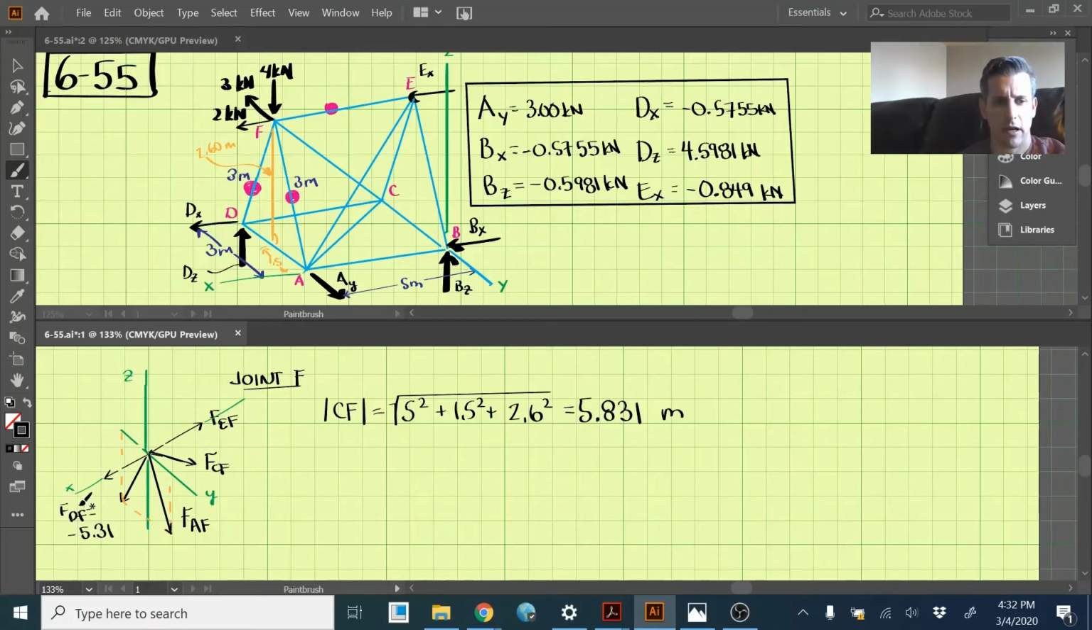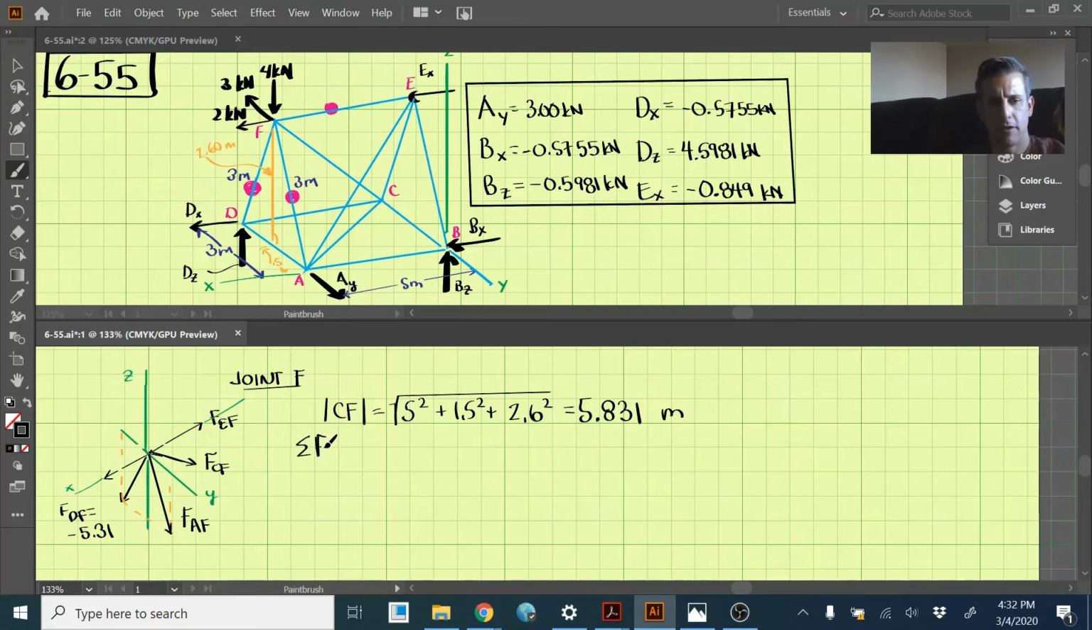All right, so here's joint F. We already figured out FDF. I didn't include any of the four external forces applied at F, but we can't forget about those. I just didn't include them on the diagram to keep things a little cleaner so we could see what was going on. So let's get moving.